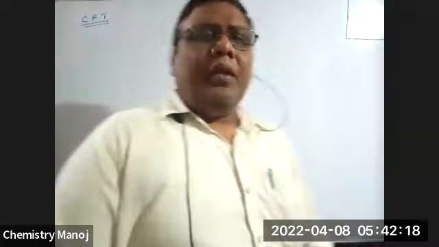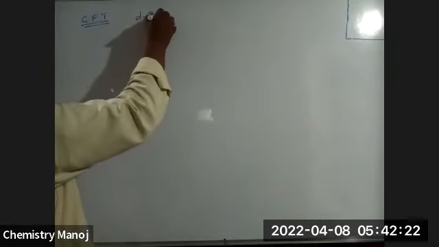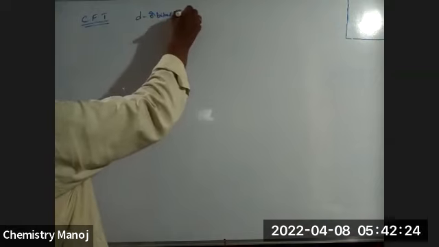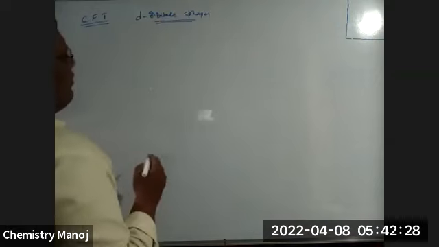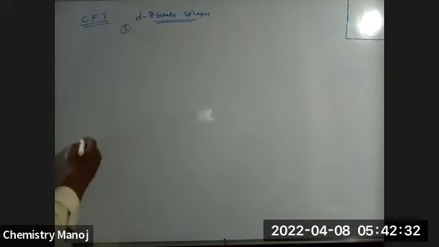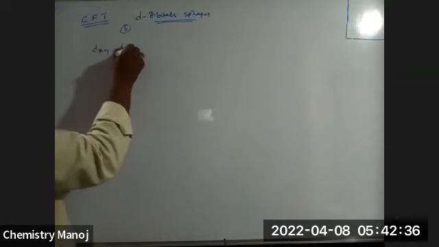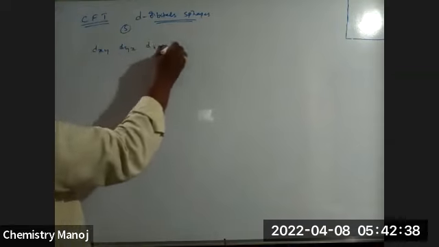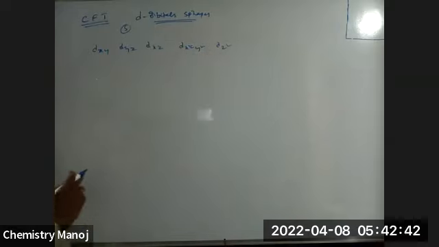Here we are discussing the d orbitals first of all. How many d orbitals are available for us? Five d orbitals are available. What are all those five d orbitals? Those are dxy, dyz, dxz, dx square minus y square, dz square, my dear. These are the five d orbitals.